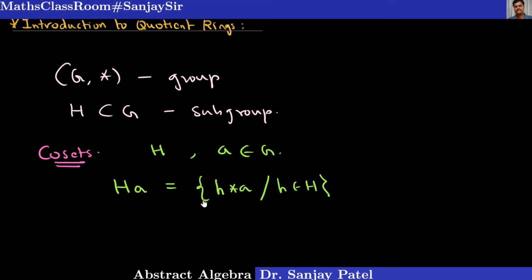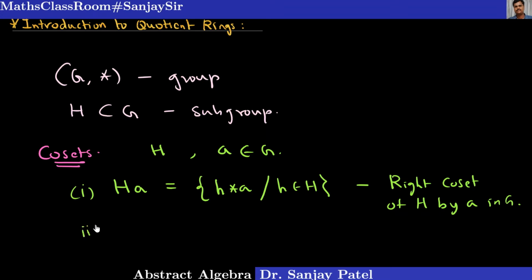So that means we have to multiply all the elements of the subgroup H on the left hand side of the fixed element A. Then set of all such elements is denoted by the set HA, and this is known as right coset. This is called right coset of H by the element A in the group G. Remember, this thing is a subset of the set G.